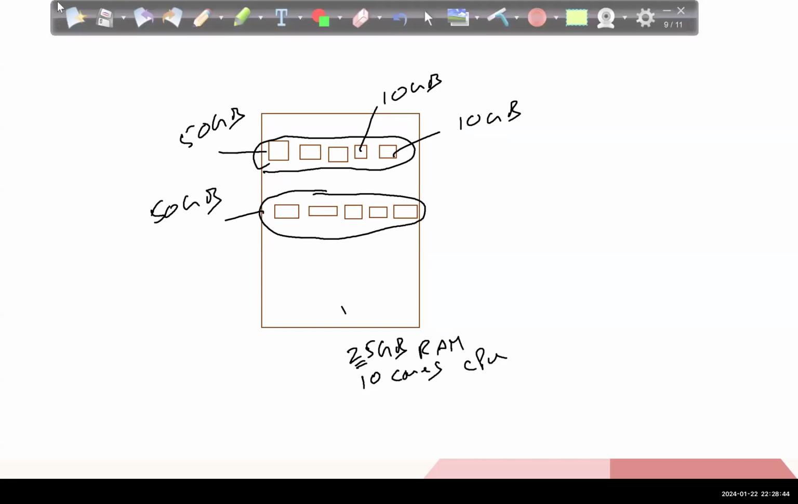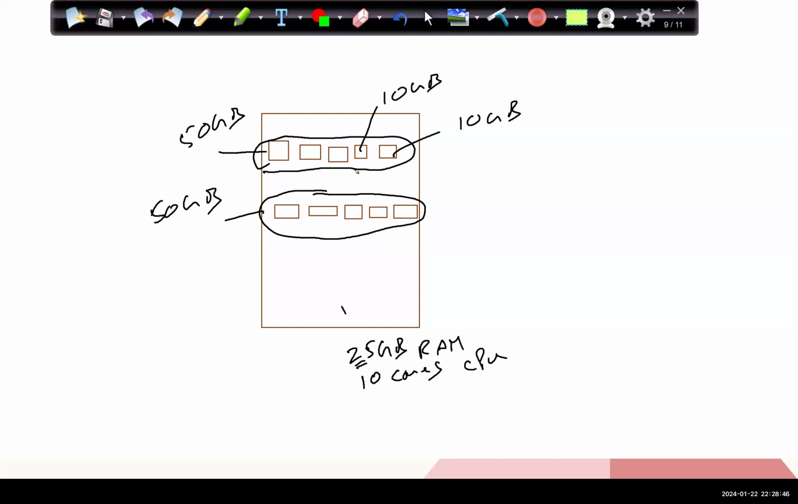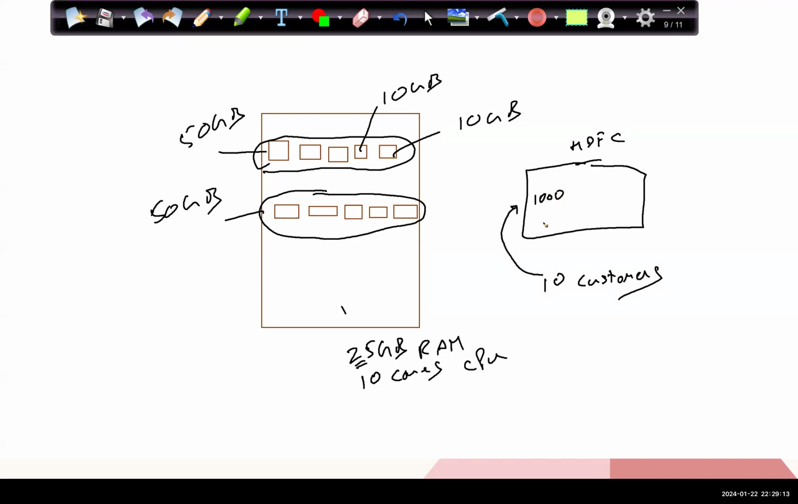The reality is, as an architect, I know how these retail shops and wholesale shops function. Just think of it like a bank. Let's say there is a bank, HDFC, okay? It has got 10 customers. Each customer deposited 1,000 rupees, right? Totally 10,000 deposited in the bank.